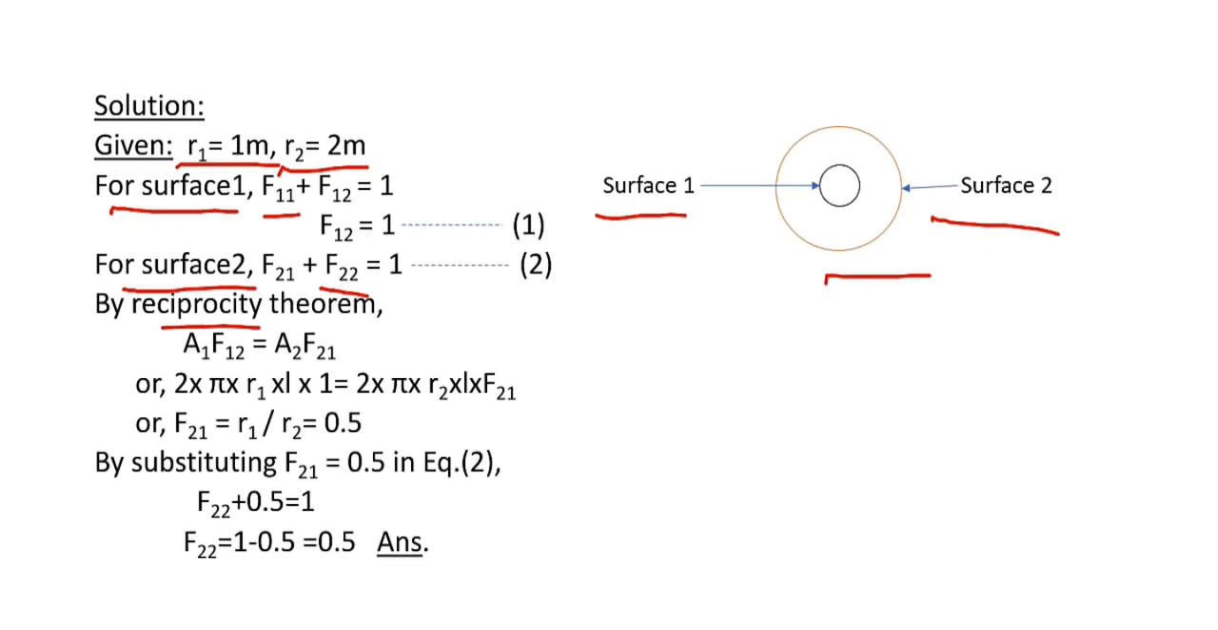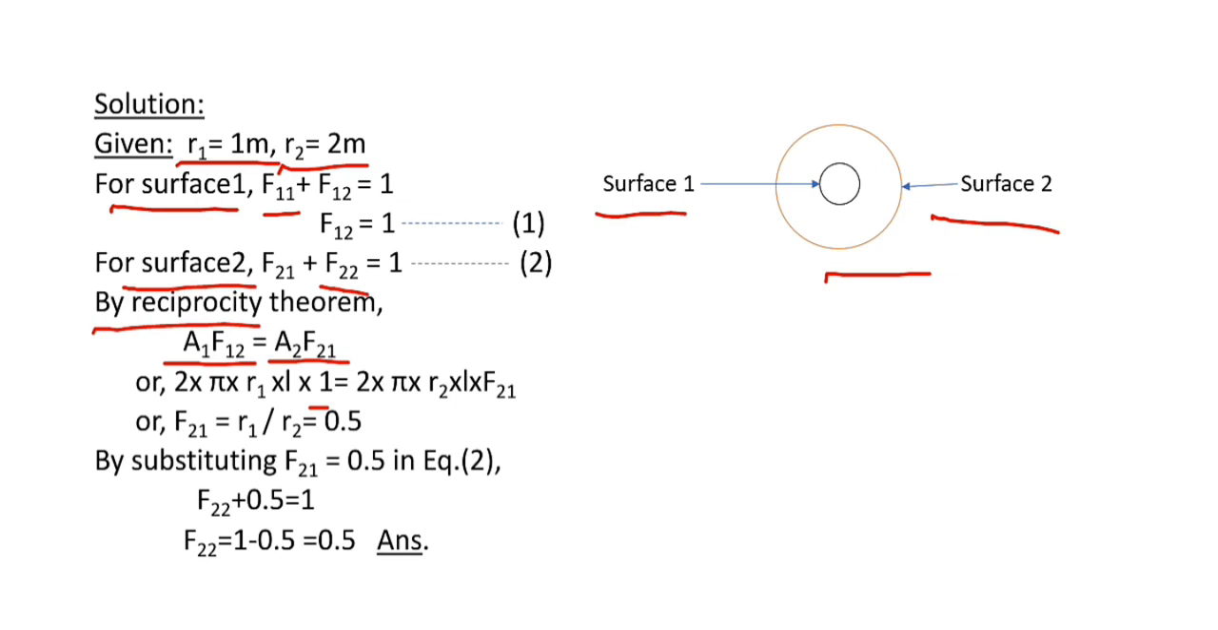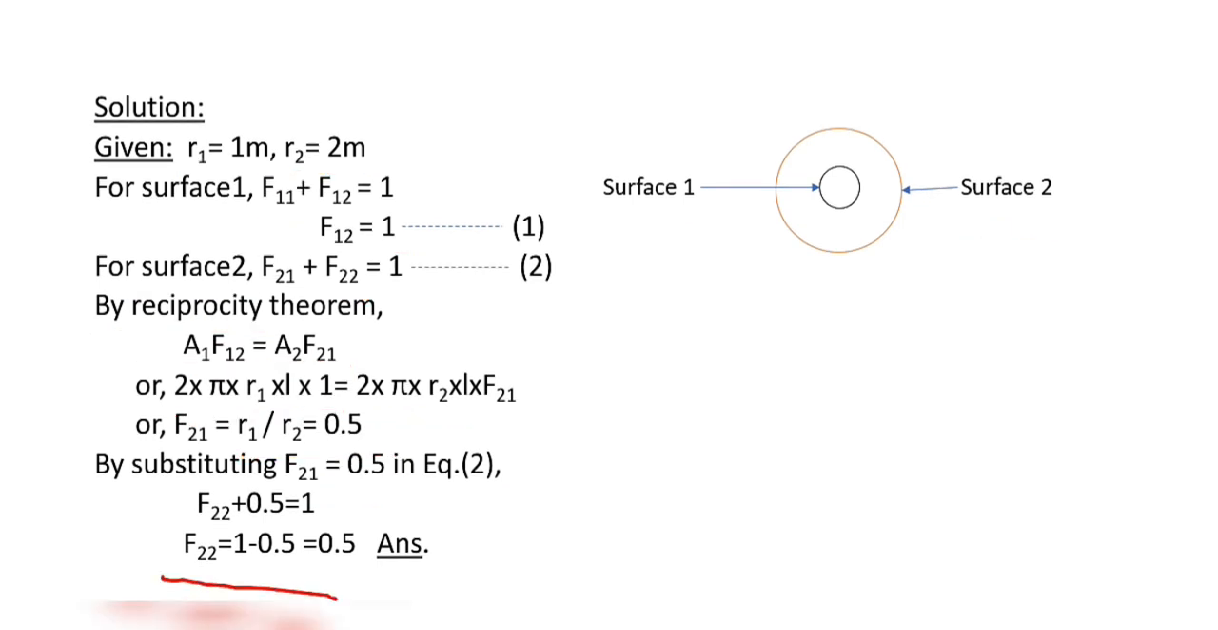Now by the reciprocity theorem, A1 into F12 is equal to A2 into F21. The area of cylinder first is equal to 2 pi r1 into L, and F12 from equation 1 is equal to 1, and the area of the larger cylinder is equal to 2 pi r2 into L. From here F21 is equal to r1 by r2, which is equal to 0.5. Now by substituting the value of F21 in equation 2, we get F22 equal to 0.5. Here we have got the value of F22.